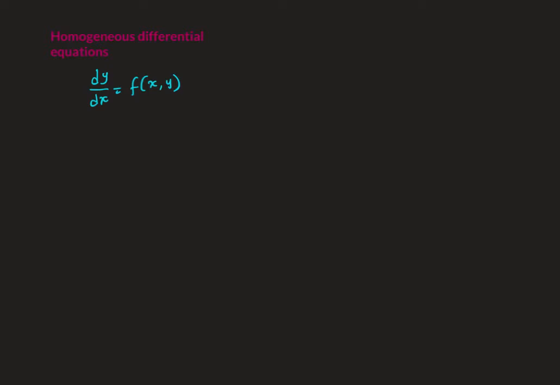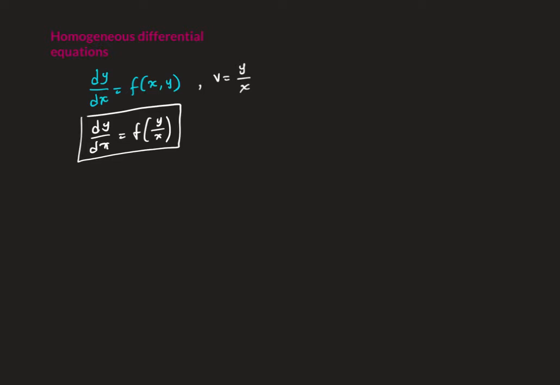It's not always the case that f is the product of two different functions, one of x and one of y. Sometimes it's possible, though, to express the function f as a function of a new variable that we're going to call v that is defined as y over x. So if we're lucky enough that our function can be expressed as a function of that new variable v, f of y over x, then we call this kind of equation a homogeneous differential equation.